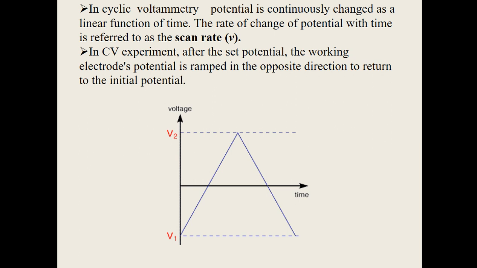In cyclic voltammetry, one simple term is scan rate. Scan rate means increase in potential with time, or decrease in potential with time, the varying potential, the changing potential with time. This is scan rate. Less time, more time, whatever.